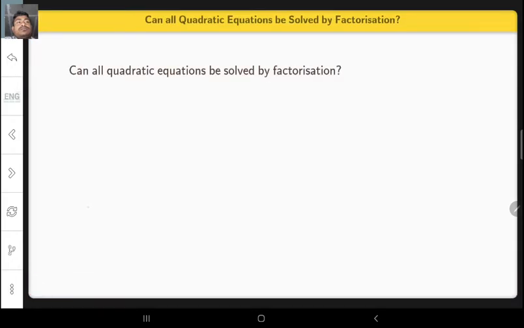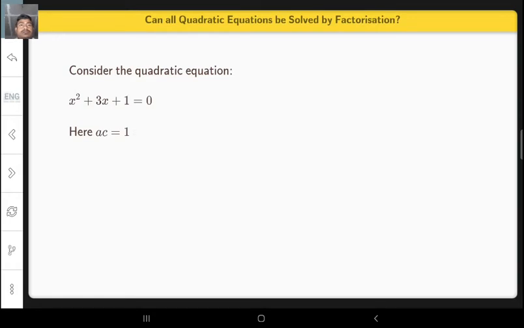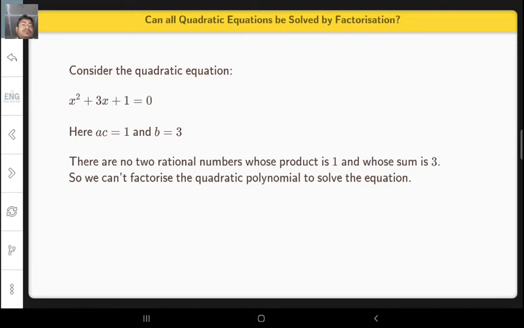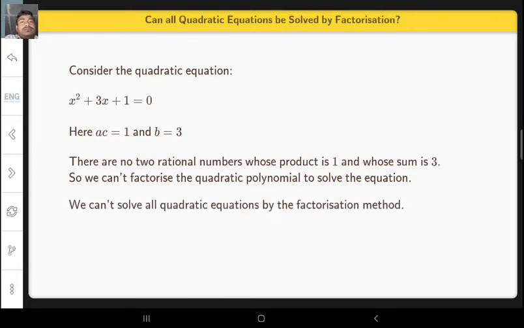Can all quadratic equations be solved by factorization? Consider the quadratic equation x squared plus 3x plus 1 is equal to 0. Here, AC is equal to 1 and b is equal to 3. There are no two rational numbers whose product is 1 and whose sum is 3. So, we can't factorize the quadratic polynomial to solve the equation. So, we see that we can't solve all quadratic equations by the factorization method.